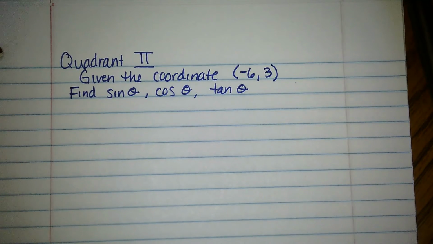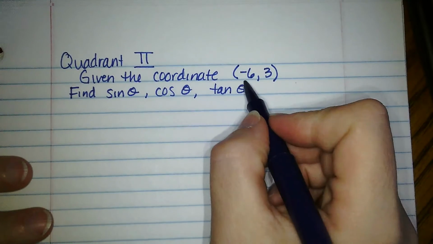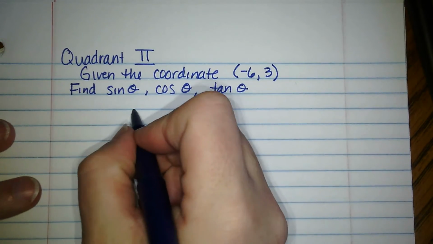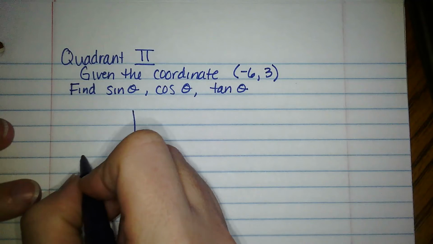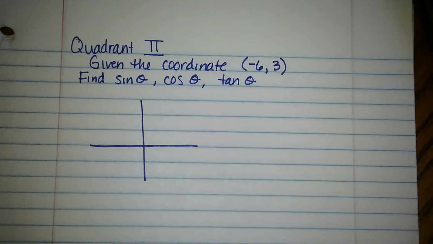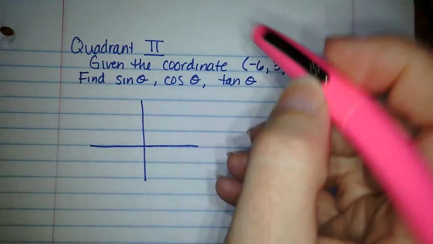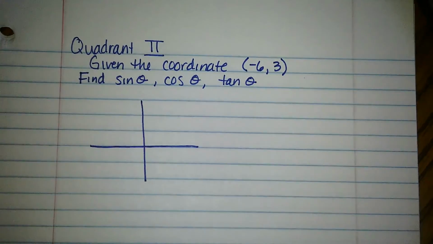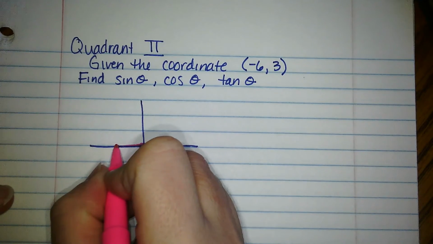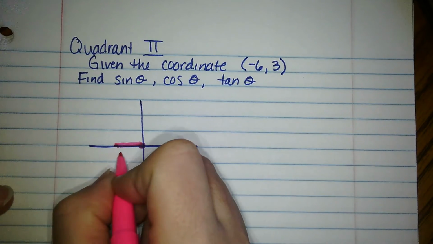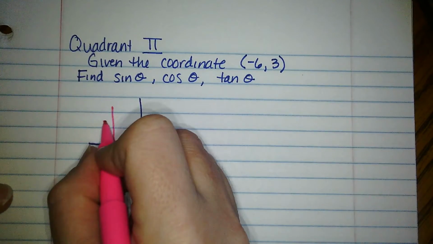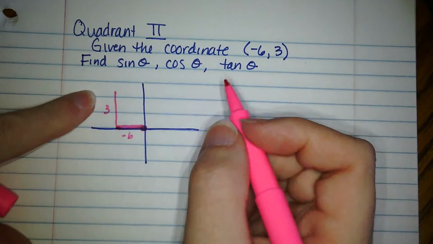All right, so we're on quadrant 2. For quadrant 2, we need to plot this point. When we plot, like a regular coordinate, -6, 3, we are going left 6 and up 3. From our origin, we're going to trace the path of left 6 and up 3. This gives us a quadrant 2 angle.